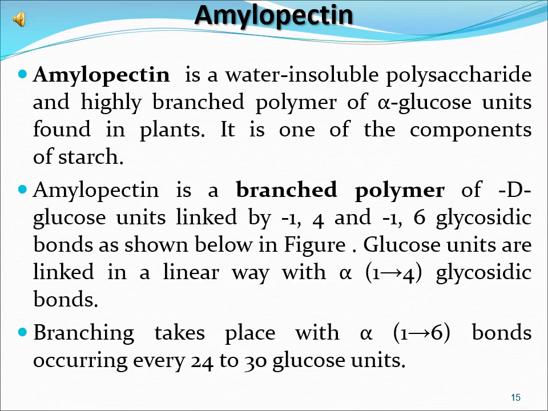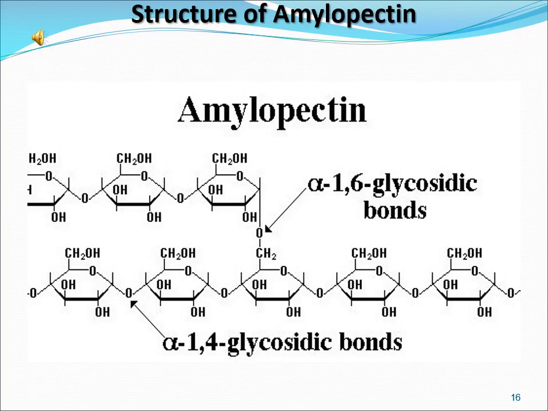Amylopectin is a branched polymer of D-glucose units linked by 1,4 and 1,6 glycosidic bonds, as shown in the next slide. Glucose units are linked in a linear way with alpha 1,4 glycosidic bonds, whereas branching takes place with alpha 1,6 bonds occurring every 24 to 30 glucose units.